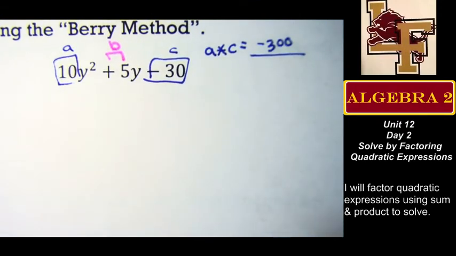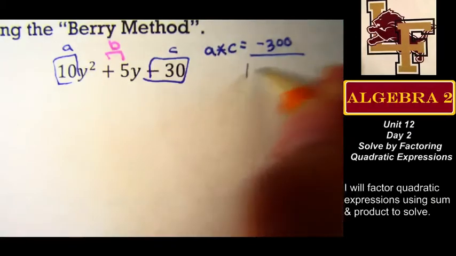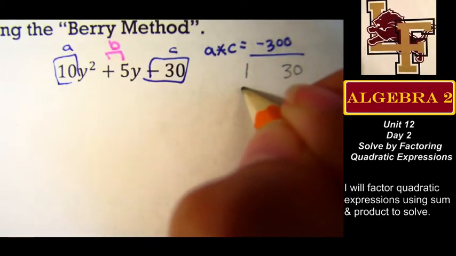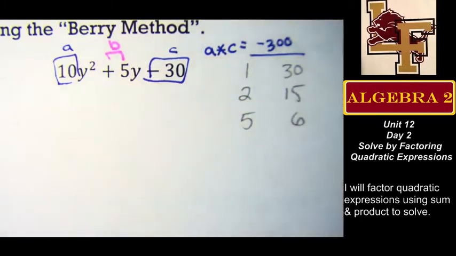Okay. Let's simplify this a little bit. I'm going to take away one of the zeros. Let's look at just the 30. What are the factor pairs of 30 that when I add, give me 5? Oh, well, let's not think about the adding first. Let's just do factor pairs of 30. 1 and 30. 2 and 15. 5 and 6. 3 and 10.